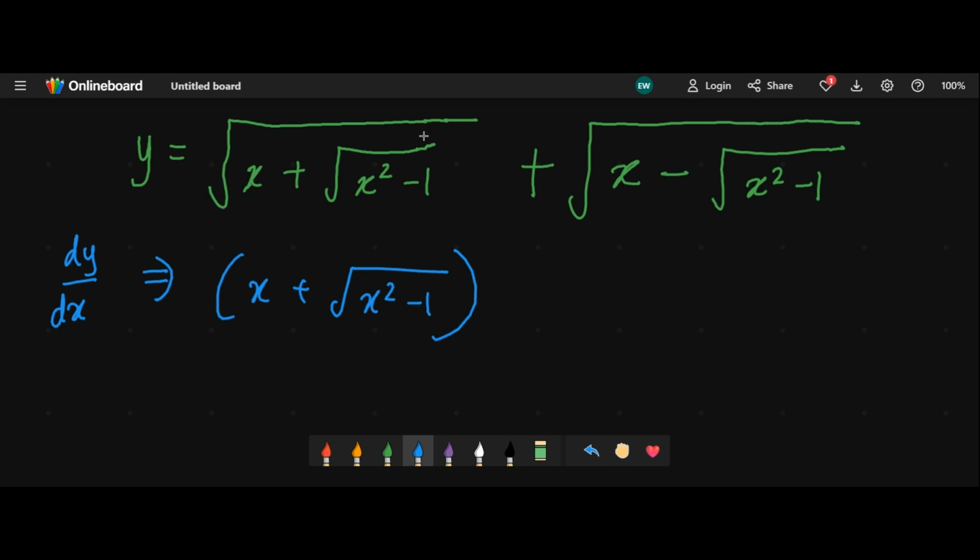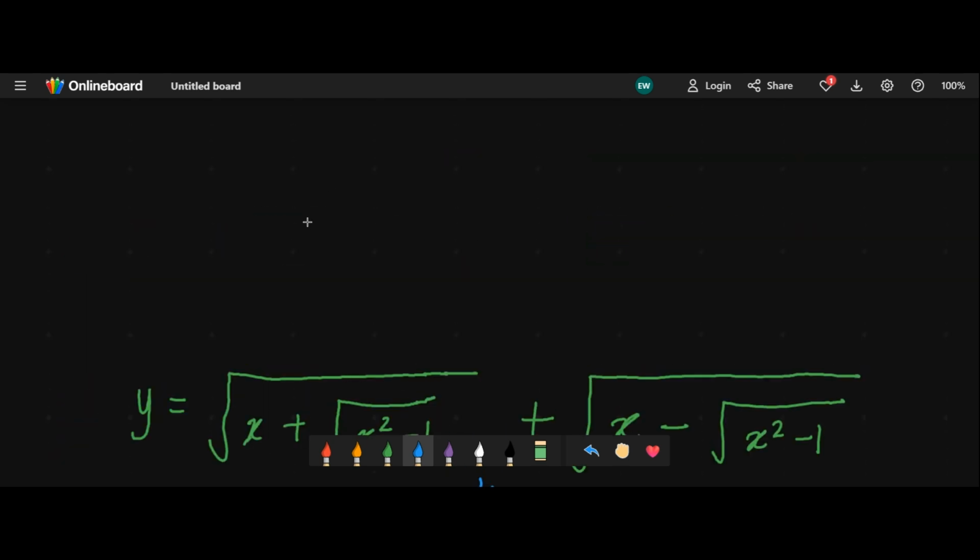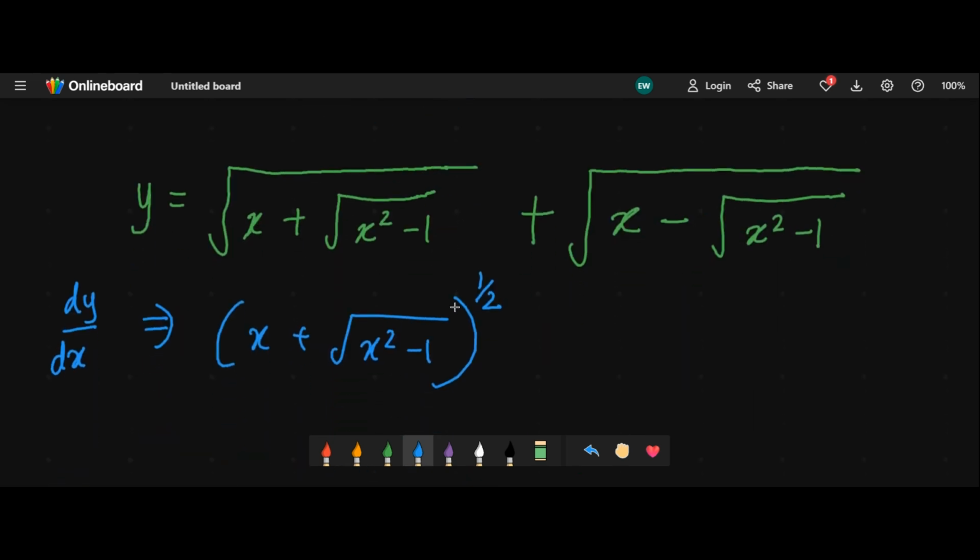Instead of this big square root, they will put to the power half. Why? Because square root means to the power half. For example, square root x means x to the power half. So what they will do is they will put it like this, and they will try to do the chain rule.